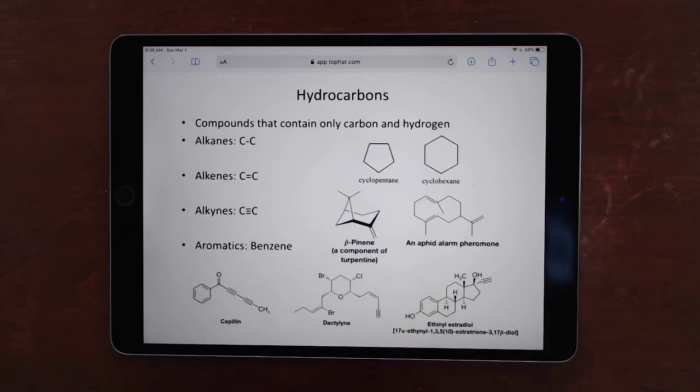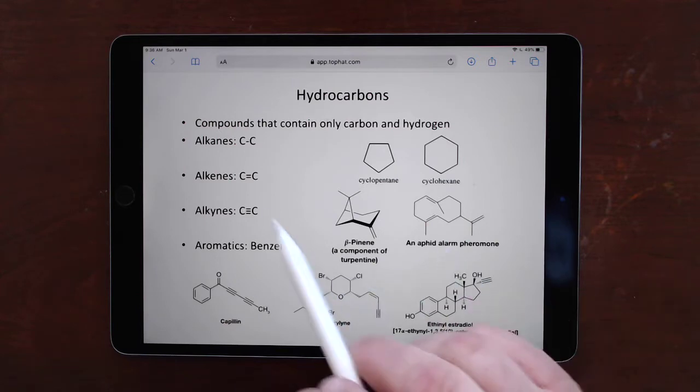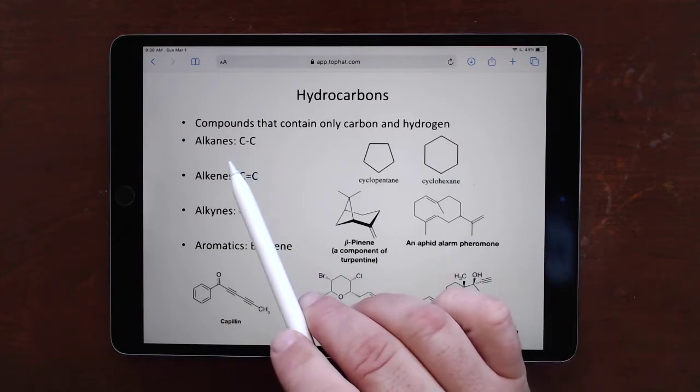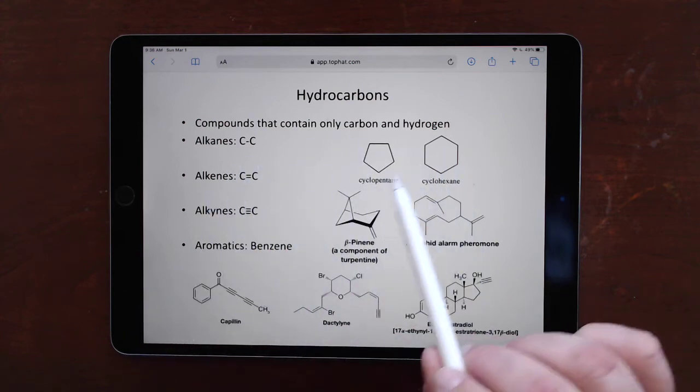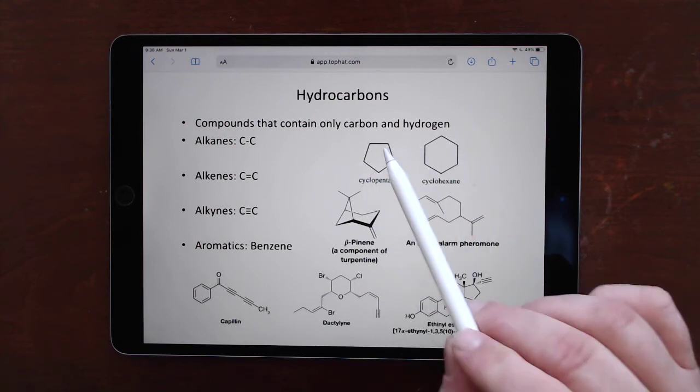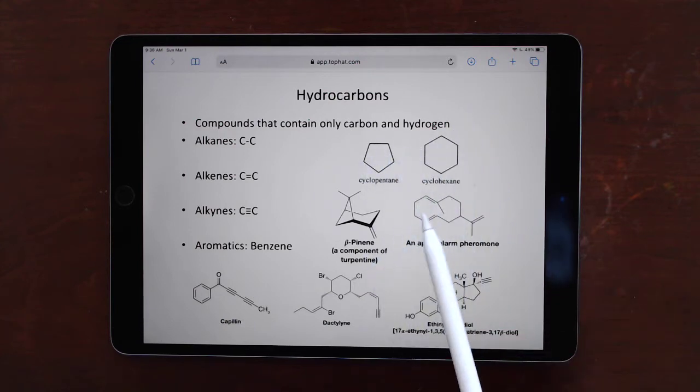So the first one are the hydrocarbons. If they only have carbon-carbon single bonds, right? We call those alkanes. They can be either in a straight chain or cyclic in this form. We'll talk about that more later.